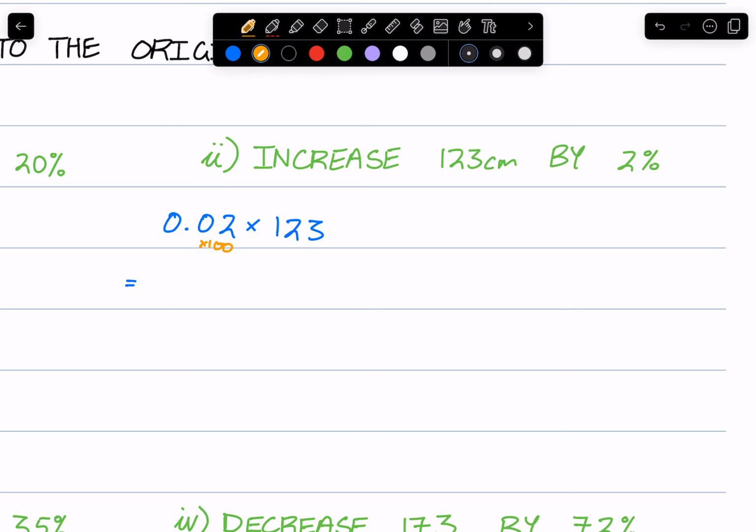We're timesing this by 100. This becomes 2 times 123. This one's fairly straightforward because it's just doubling 123. This becomes 2, 4, 6. But since we've multiplied by 100, we need to divide by 100.